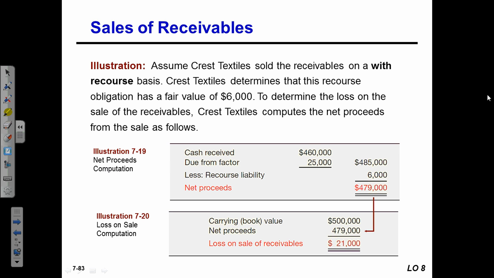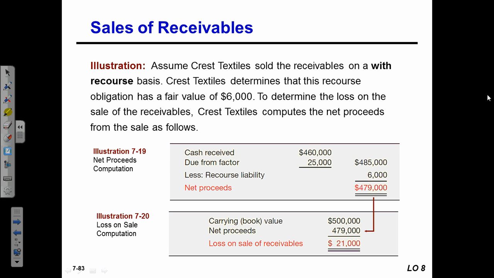So really my loss isn't 15. What's my loss really? It's 15 plus my estimate of the 6 they're never going to collect. You guys with me? So they're not going to give me 25. What are they going to give me? 6 less than the 25, they're going to give me 19. So my real loss is what?